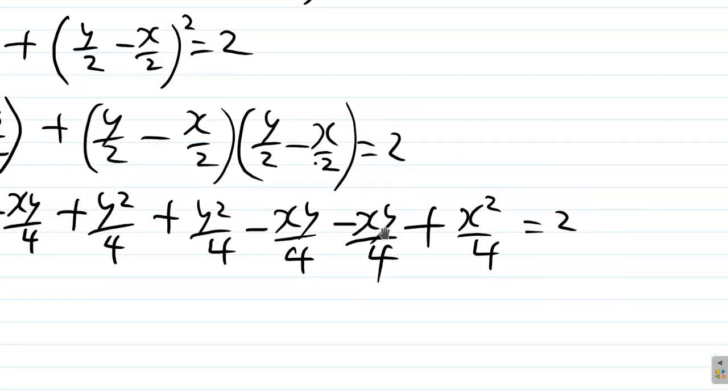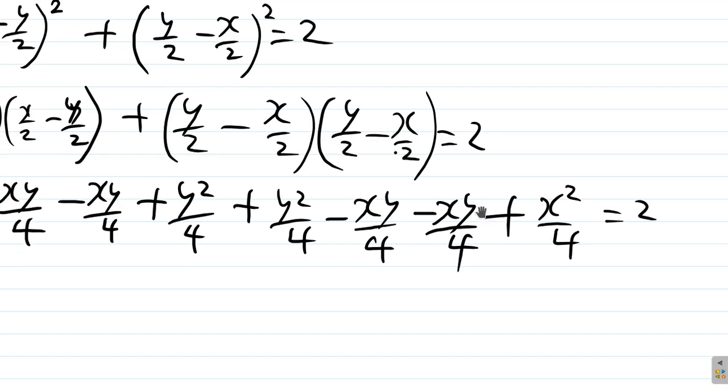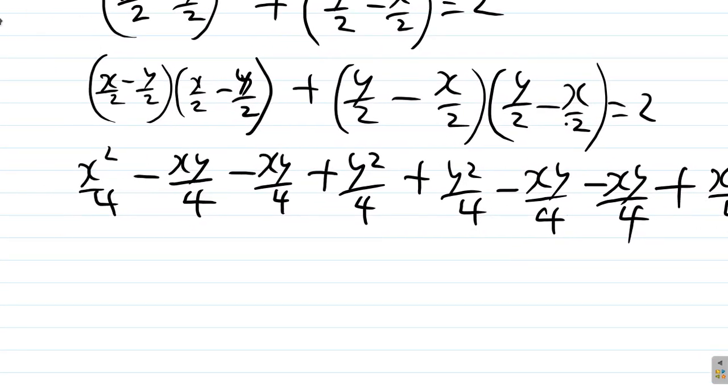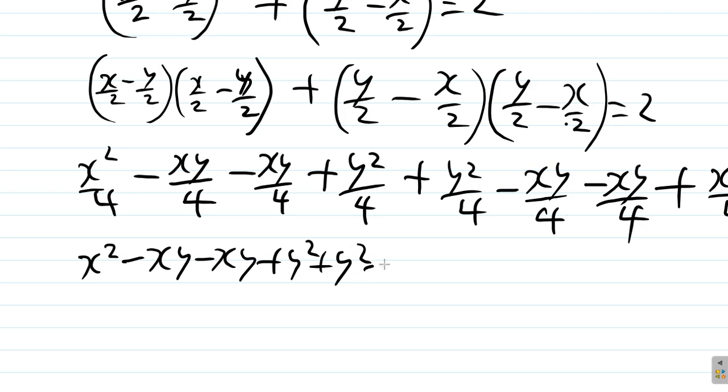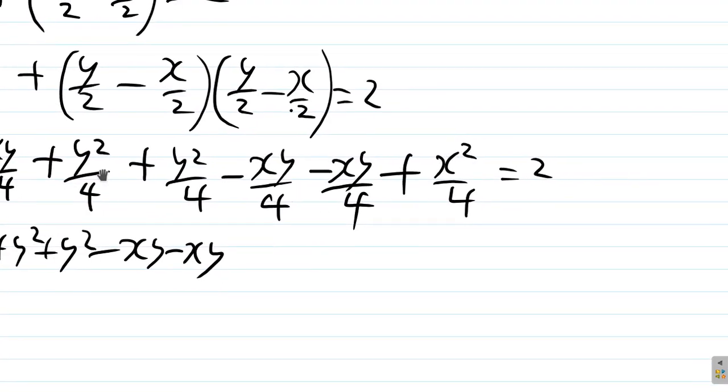Now, based on what I'm seeing here, let's just multiply everything by 4. We have x squared. All of these 4s would be knocked out. x squared minus xy minus xy plus y squared minus xy minus xy, plus x squared equals 4 times 2 is 8. You see that?